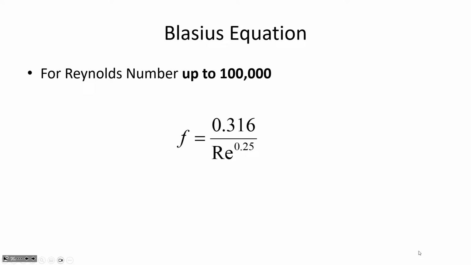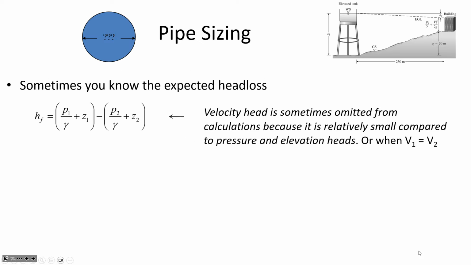The Blasius equation is another one that I suppose it's good to be informed about. It's valid for Reynolds numbers up to 100,000, but it doesn't have sufficient flexibility, so we won't use it very often. The Colebrook equation coincides with the same range that the Blasius equation does, but I guess it's good to know.